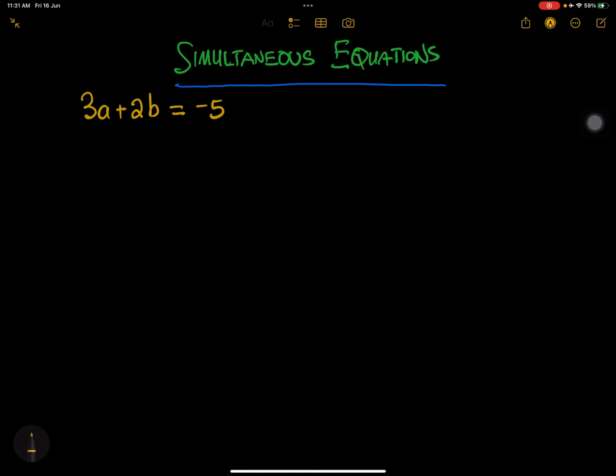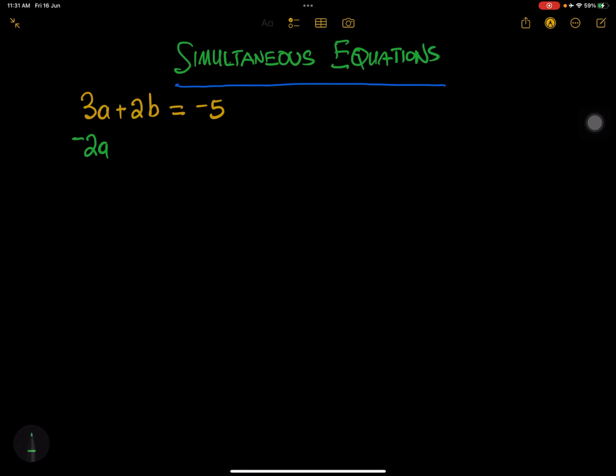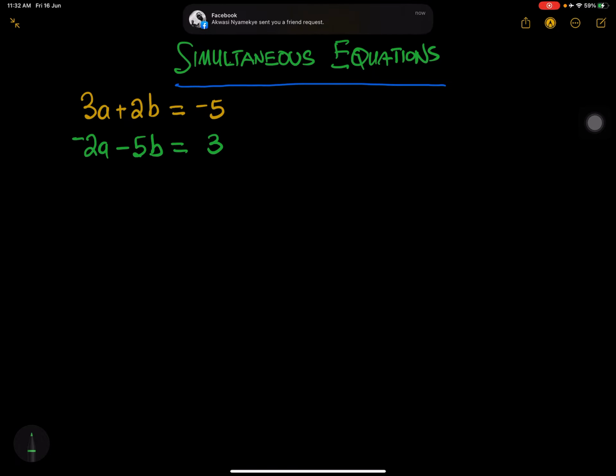And then imagine that you also have another one. It says -2a minus 5b is equal to 3. You can see these are two different equations, and you are being asked to find the values of a and b. How are we going to approach it? This is where simultaneous equations come in, using the procedure in solving this problem. Simultaneous equations help you identify a and also identify b. So this is where we apply simultaneous equations.